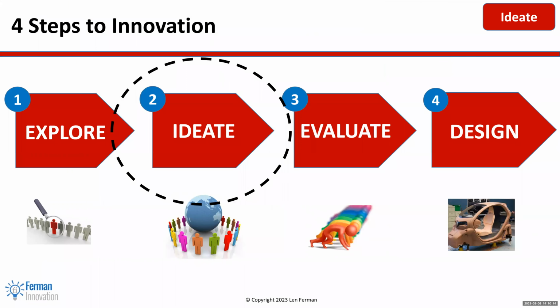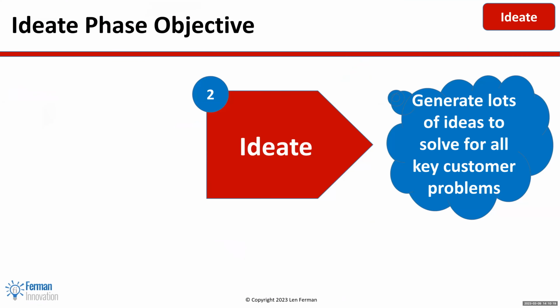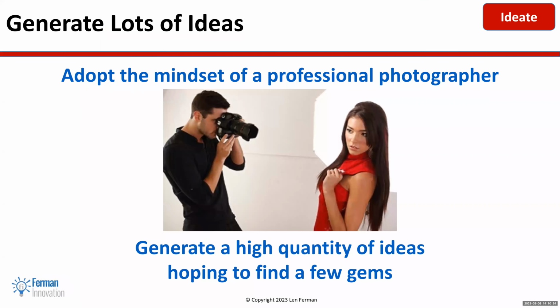In the ideate phase, this is the fun part of innovation. This is where we do nothing but generate ideas. We want to generate a large number of ideas. That's our objective in this phase. I like to say we're adopting the mindset of a professional photographer. If you've ever seen a photo shoot, the photographer doesn't line up their subject perfectly and take one great picture. They're clicking away from all different angles. They're having the subject move. They're changing the lighting. They're coming up with as many pictures as they can in the hopes that one of them is going to be a cover shot.